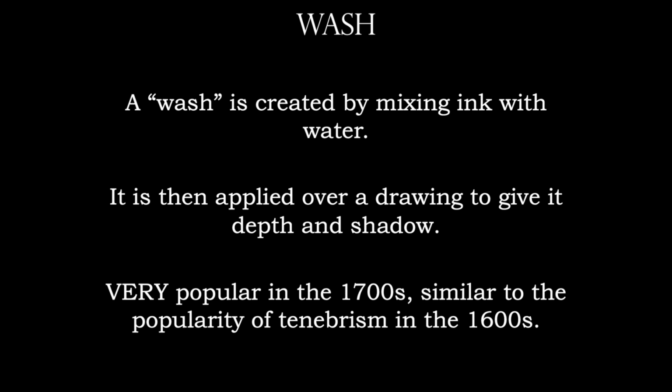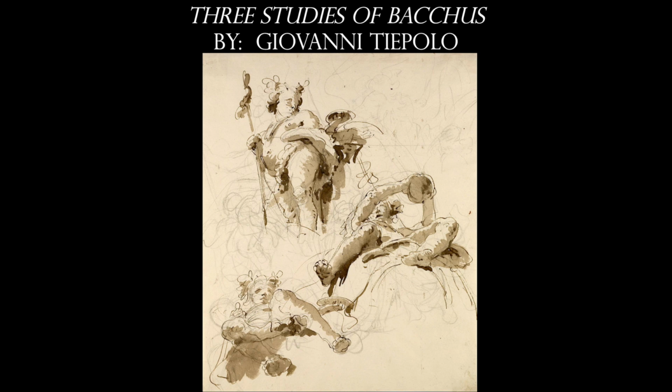And this is my example of that. You can see just a normal pen and ink drawing. And then here we've got some stains on the paper that add some shadowing. We can see where the light source is, and it adds some three-dimensionality to these figures.